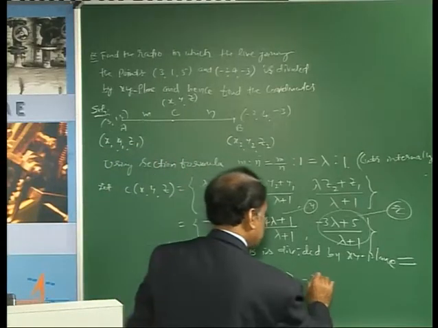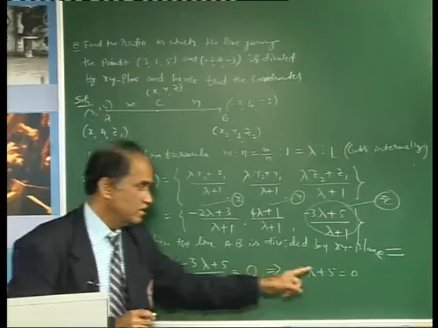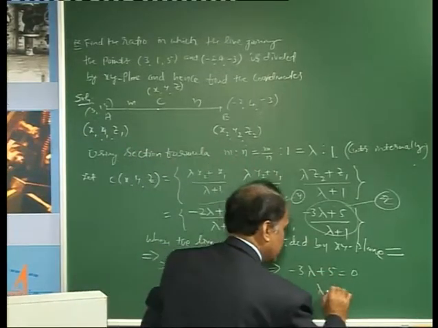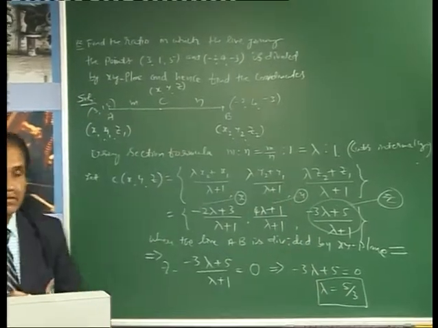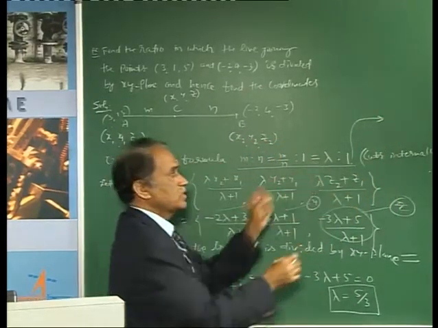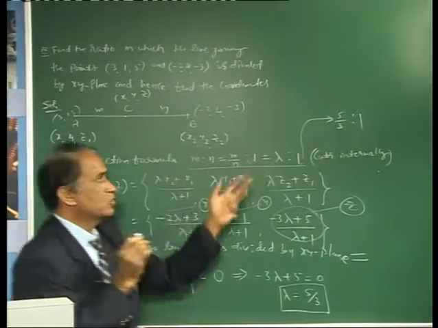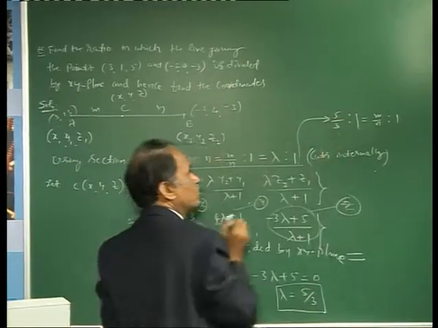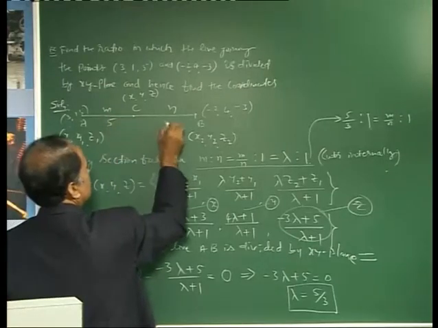This gives minus 3 lambda plus 5 equal to 0, by cross multiplication of the denominator to the right side as 0. Therefore, minus 3 lambda plus 5 is equal to 0, then lambda is equal to 5 by 3. This is the value to be calculated. Therefore, this ratio is to be taken as lambda is to 1, that is 5 by 3 is to 1, which is m by n is to 1, then m equals 5 and n equals 3. That means here 5 units and here 3 units.